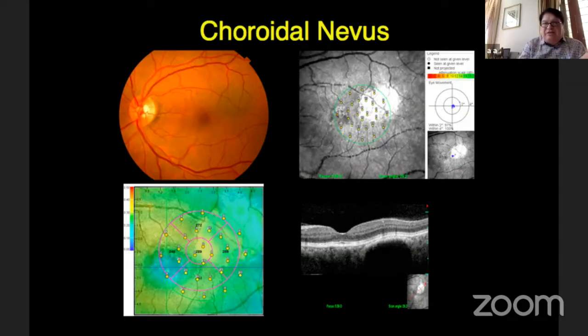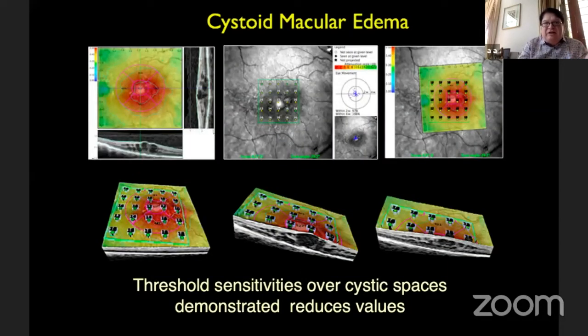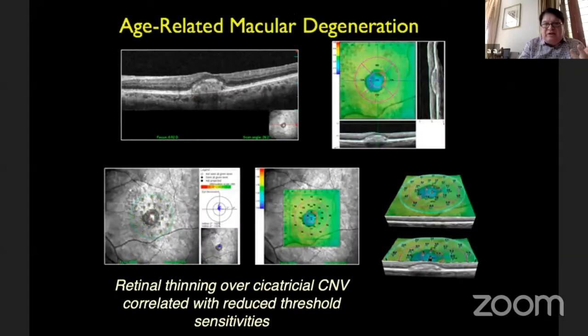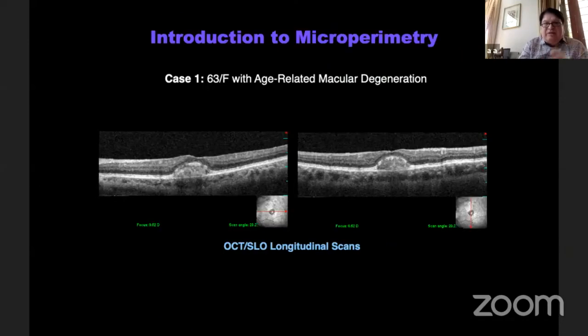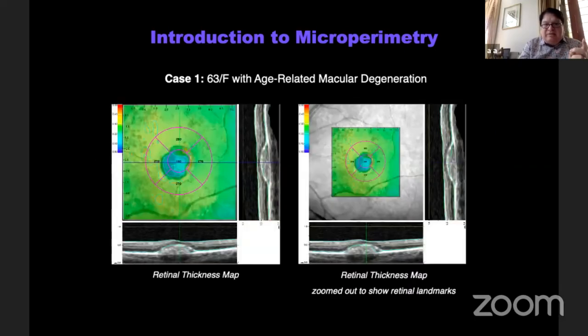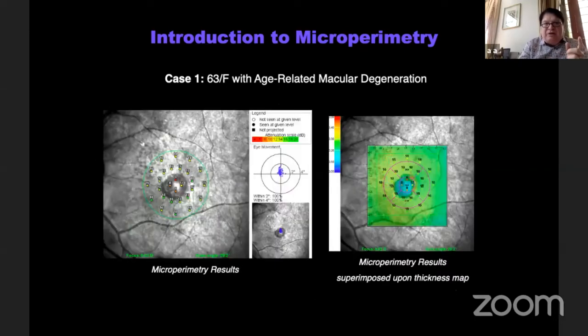MP values will change if the lesion is increasing. Now here again, you are seeing that threshold sensitivity over cystic spaces are worse. So this is where you can find it out. In age-related macular degeneration, it gives you lesser values over the degenerated retina. The thin retina gives you lesser value. And here again, a few cases I'll go through, this is an age-related macular degeneration where we have done microperimetry. We have found that the values have gone down.